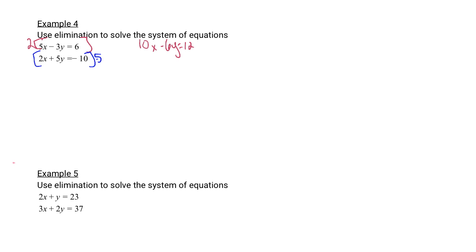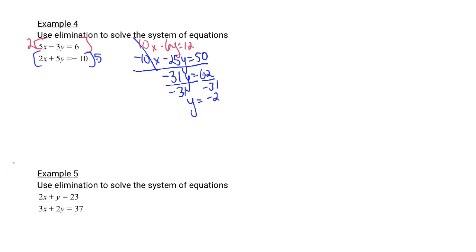All right. And I've got negative 10x minus 25y is 50. Now we can add. The x's cancel out. Negative 6 minus 25 is negative 31y equals 62. We can divide both sides by negative 31. And we'll get y is negative 2.